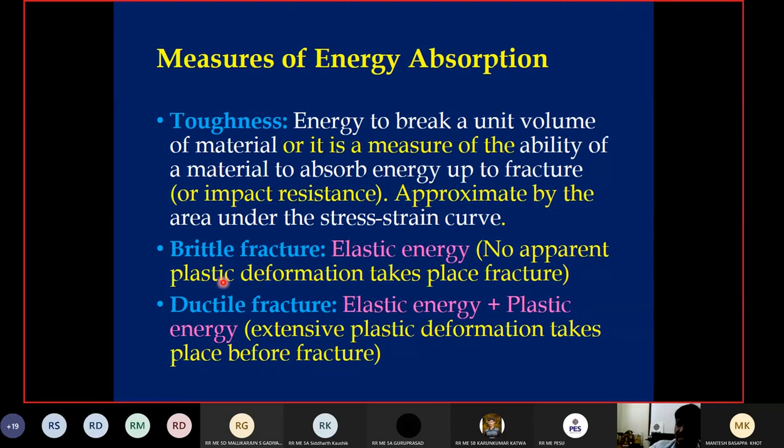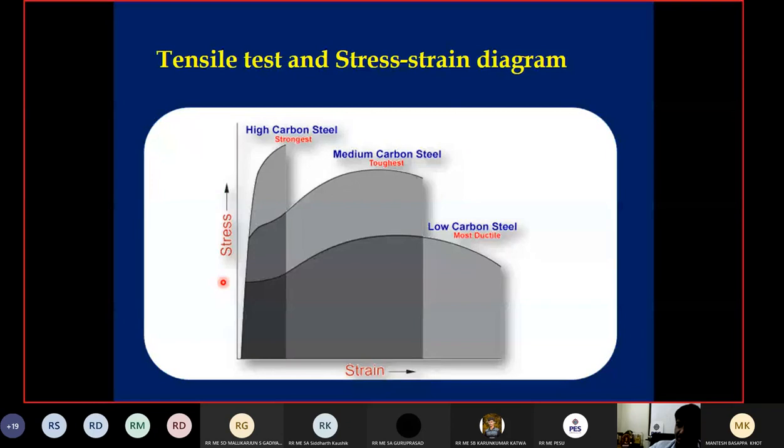Now similarly, you can take carbon steel, which we extensively use in various applications, including civil engineering as well as mechanical engineering. You have the high carbon steel, the medium carbon steel, and the low carbon steel. Now you know which is the strongest. The high carbon steel is strongest, the medium carbon steel is toughest, and low carbon steel is most ductile, which is used in earthquake engineering.